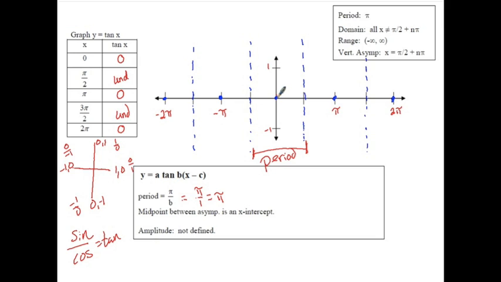Now your amplitude is not really defined, because amplitude is how high and how low your graph goes, but our range is saying here that it goes on forever. So let me just show it to you, and then I'll explain it. Halfway between the asymptote and the starting point is right around here, and it's going to be at the 1. And halfway between those is at your 1. So it's kind of like what the amplitude is. It helps you with the stretch of this curve.